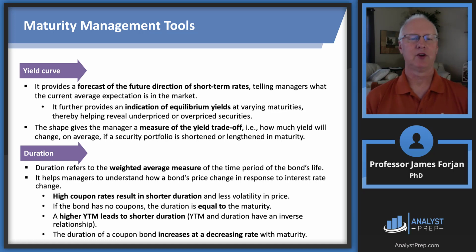How about maturity management tools? So remember, as a financial institution and an investor in general, we have a choice. We could pick a 1-year bond or a 10-year bond or a 30-year bond or an 80-year bond. Well, how do we deal with this? Well, one way is to look at the yield curve. So the yield curve is nothing more than a picture of the relationship between time to maturity on the horizontal axis and yield to maturity on the vertical axis.